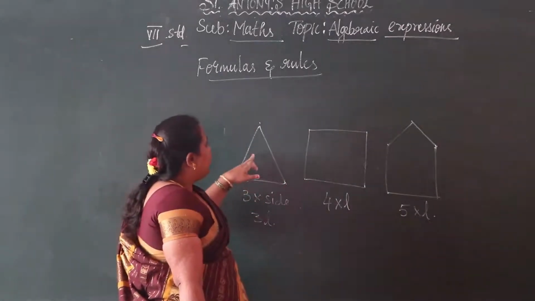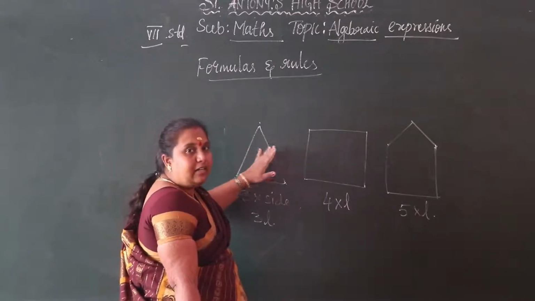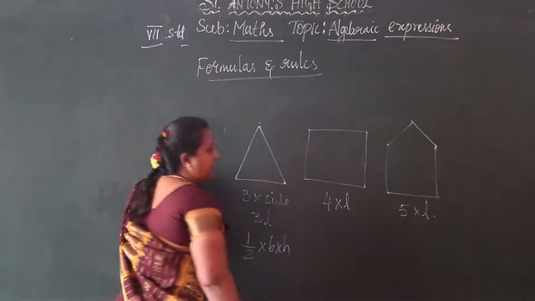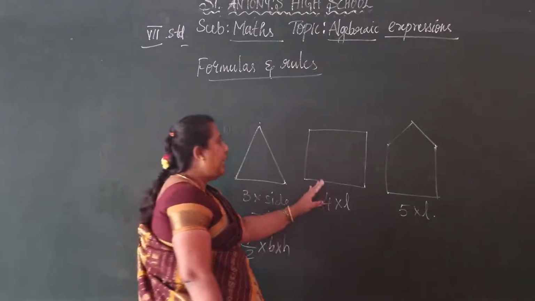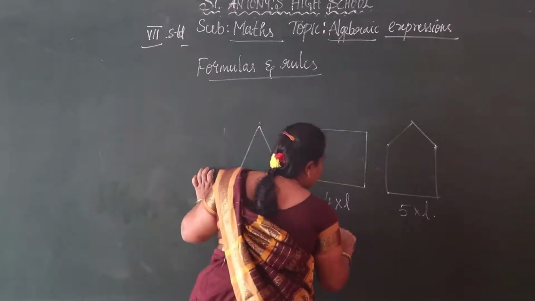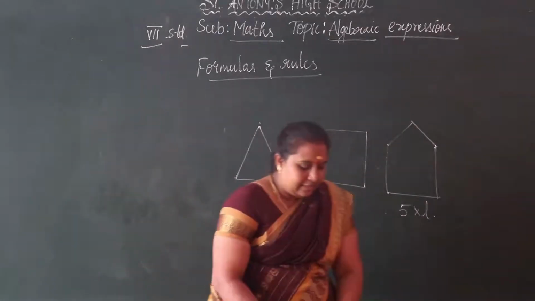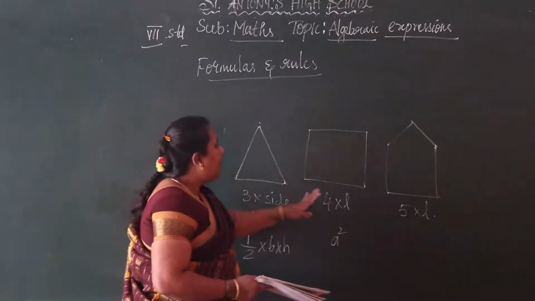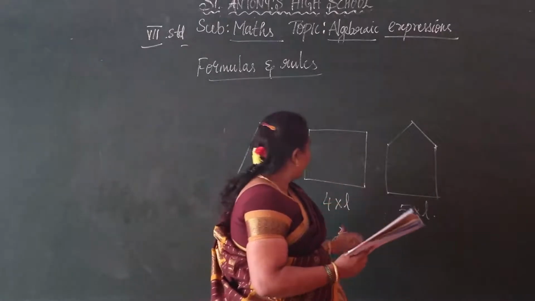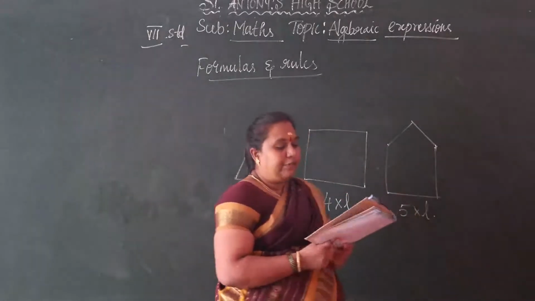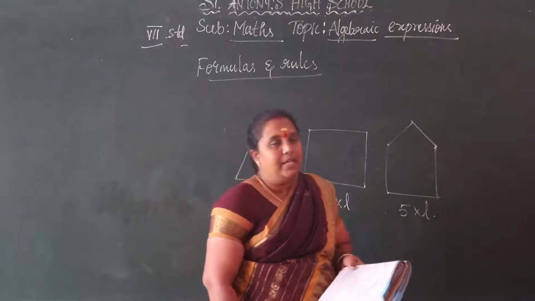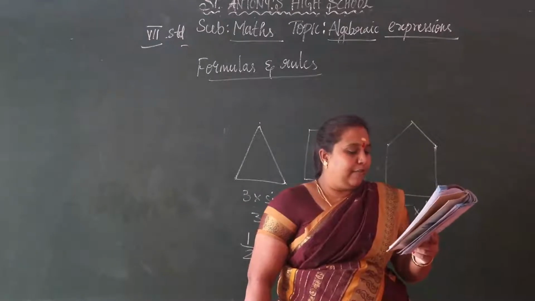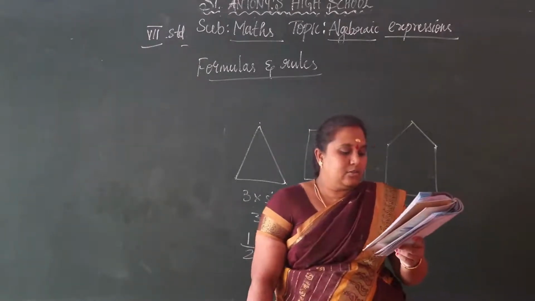So area of algebraic expressions is based on the figures. Triangle: half into base into height. Here also a square. Like this it is going on. Similarly, we have the area of the triangle, half into base into height, and the area of the square is a square, and the area of a rectangle is L into B, the same as we saw in the geometrical part. The same we have to find out, and then it is going on.